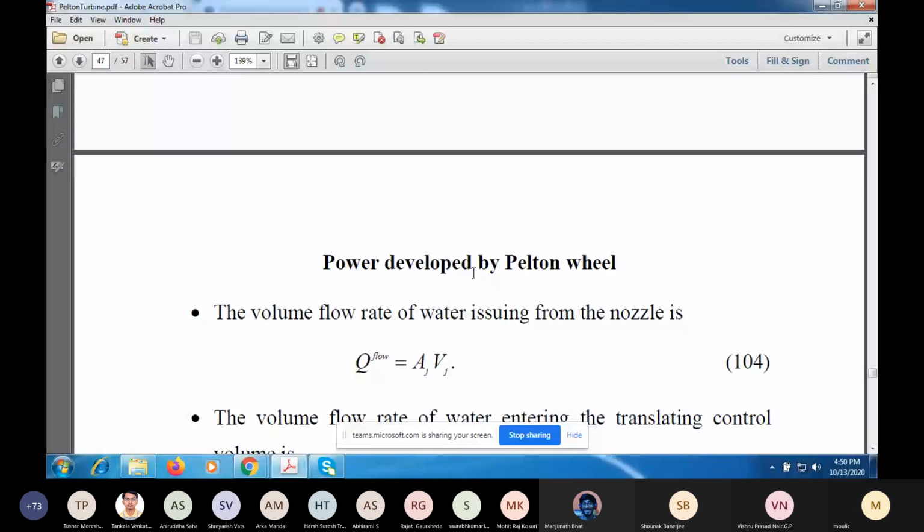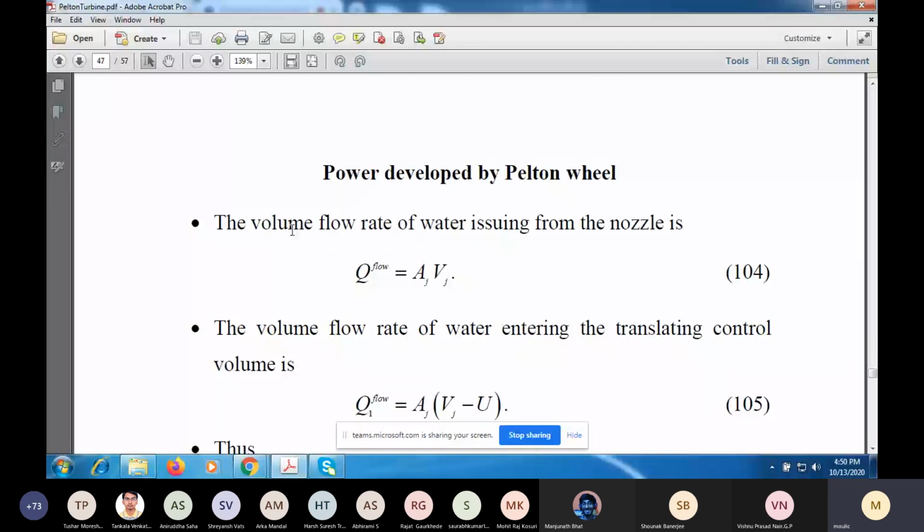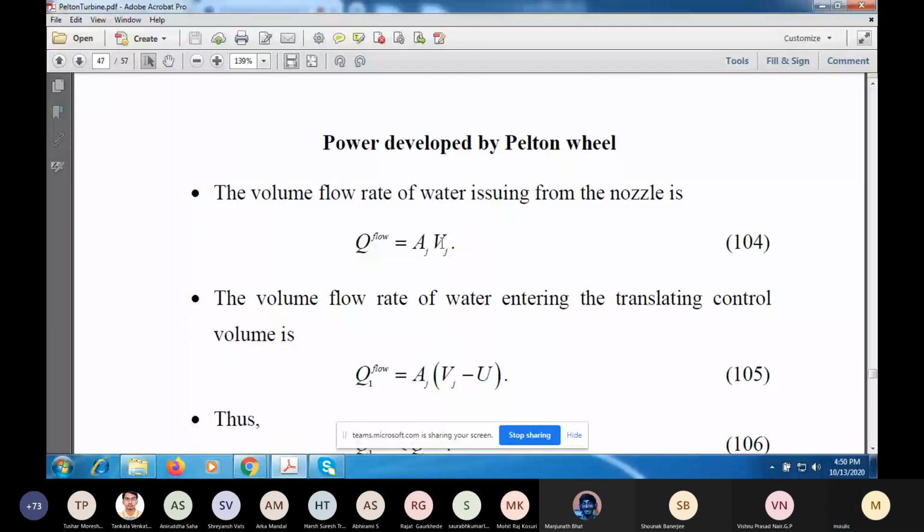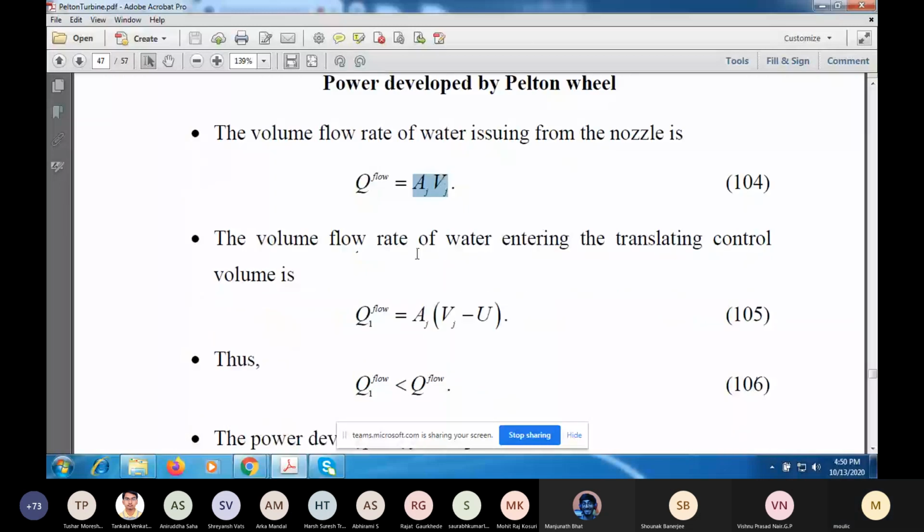So now let us look at the power developed by the Pelton wheel. As we have seen, the volume flow rate of water issuing from the nozzle is simply the jet velocity into the area of the nozzle: the jet area and the jet velocity, the speed of the water jet. But the volume flow rate of water entering the control volume is not the same. The area is the same, the jet area, but the velocity is the relative velocity, which is Vj minus capital U, the speed of the translating control volume.